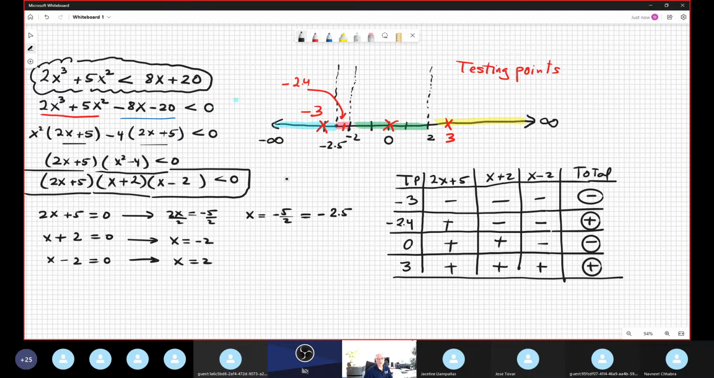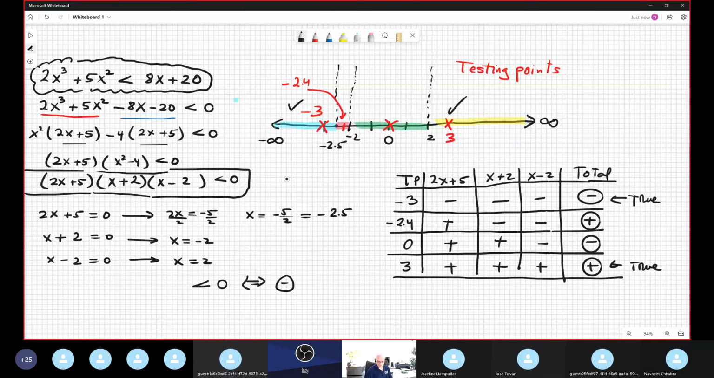I come back to the original problem. The original problem is less than zero, and this is equivalent to C being negative. So in this example, the true ones are the negative. And this is true, and it's true. And the rest of course is false. I don't care about the false, I care about the true. So the testing points that passed the test were 3 and negative 3, the rest no.